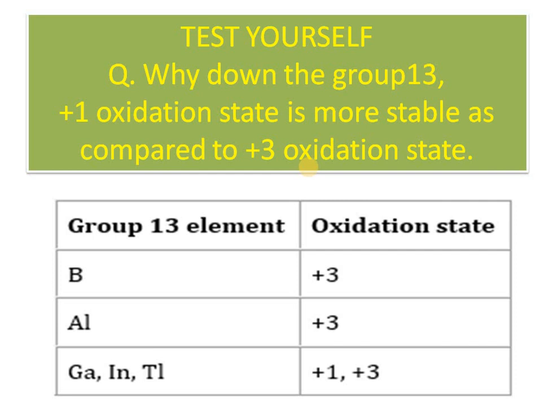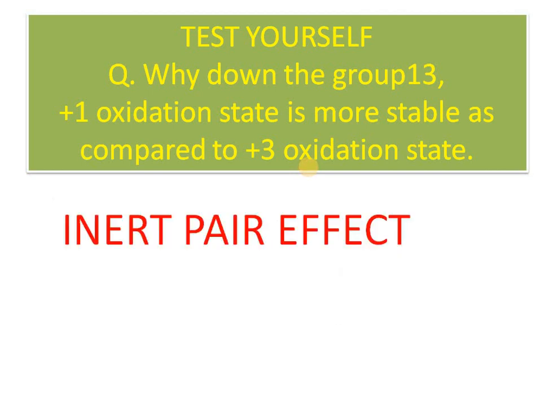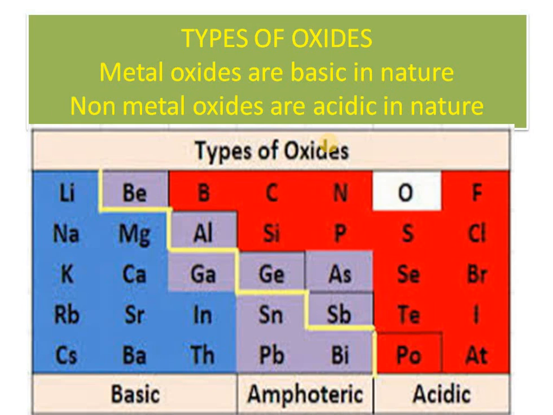In group 13 elements, we have to check which is more stable, +3 or +1? +1 is more stable. Answer: by inert pair effect. So the inert pair does not allow the 2 electrons to participate in the bond formation. Therefore, +1 oxidation state is more stable than +3 as compared to group 13 elements.